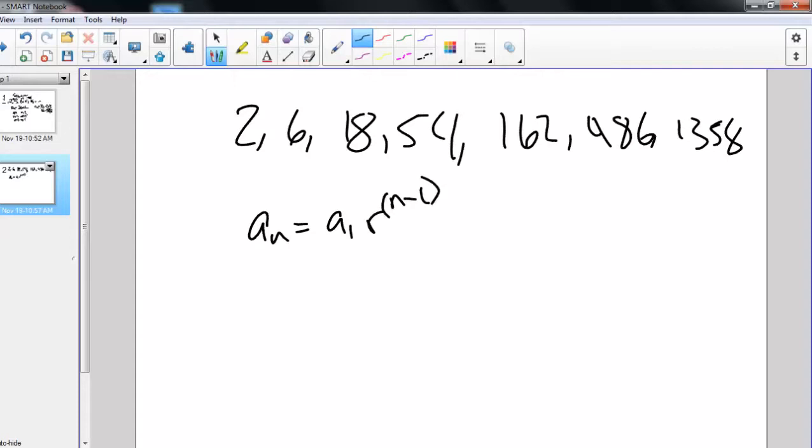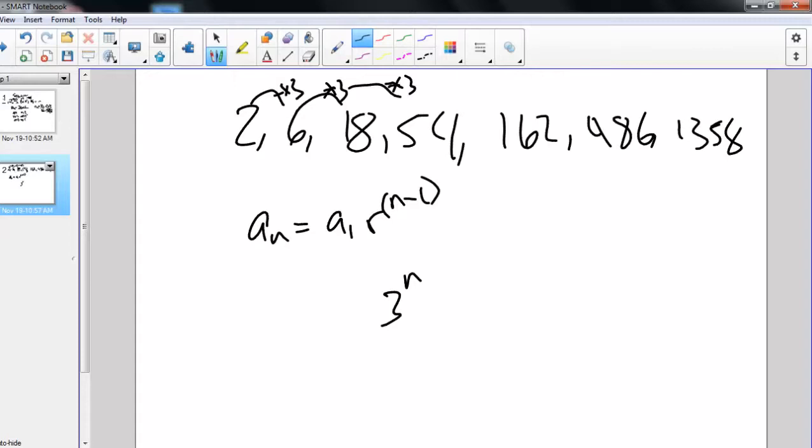Okay. Now, what is r? R is the ratio. So r is basically the ratio between any two consecutive numbers. That'll tell you what you're multiplying by. Okay? So in order to get from here to here, you got to multiply by 3, multiply by 3, multiply by 3. Since we are multiplying by 3 over and over and over again, that would become 3 raised to some power.